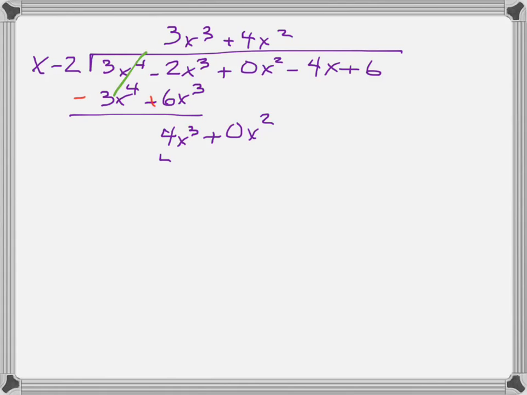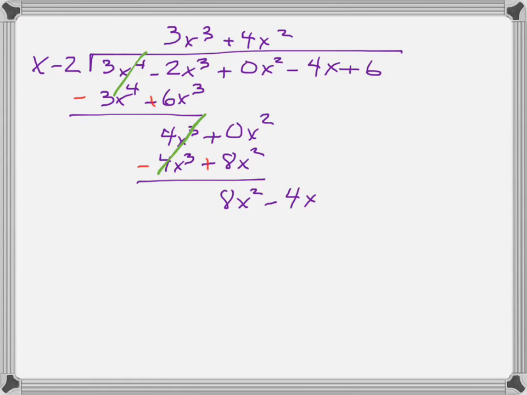4x squared times x gives me 4x cubed. And then 4x squared times negative 2 gives me negative 8x squared. We change our signs and add. The 4x cubes cancel out, giving us 8x squared, because 0x squared plus 8x squared is 8x squared. We bring down our negative 4x.